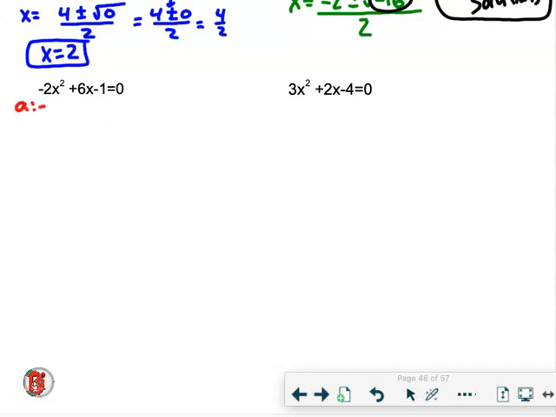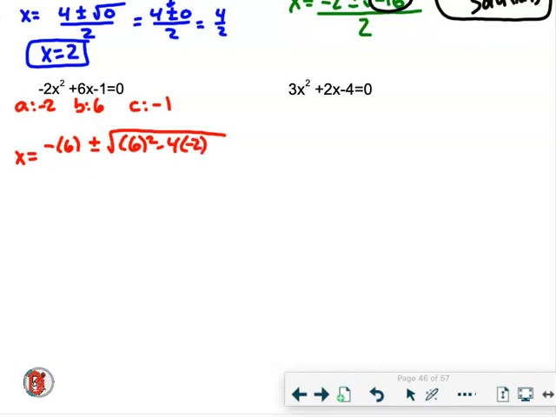Okay, let me identify: we have a is -2, b is +6, c is -1. Okay, x will be equal to -b, -(6). Always use those parentheses when you plug in. Plus or minus the square root of b squared, which is 6 squared, minus 4 times a, which is -2, times c, which is -1. All of this is over 2 times a, which is -2.